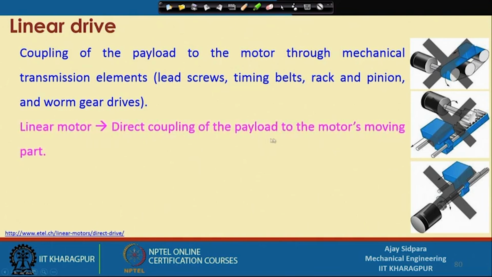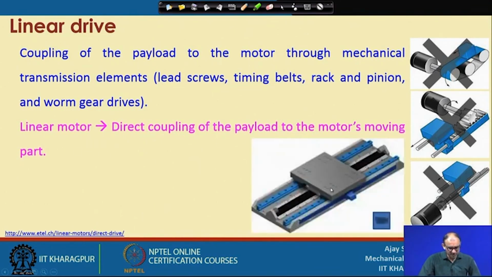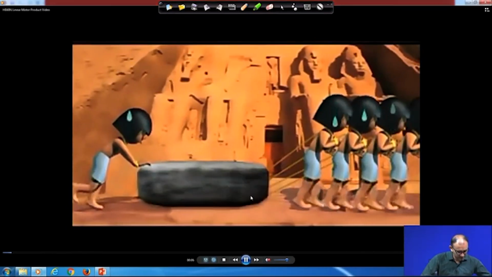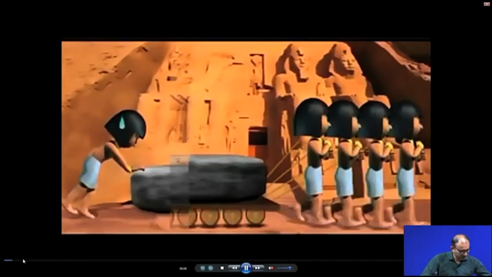So, what is the linear drive? It is a direct coupling of the payload to the motor's moving part. So, this is the linear drive. What is happening here is that this particular top portion is levitated because of the magnetic field, and the magnetic field will propel this particular movement. So, let us see this video, how this thing will work in the actual condition. This is what we have seen in the last class, that we always need some frictionless thing.